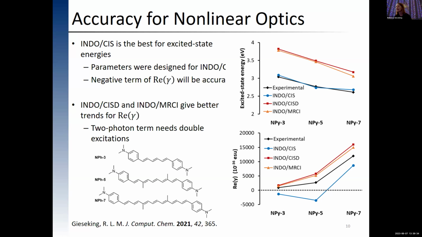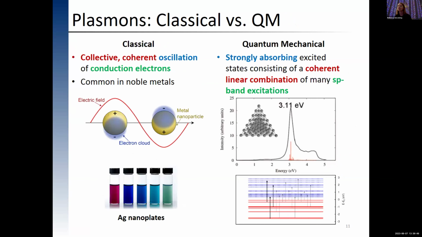If you add in higher order excitations, then you get the correct sign because you have these double excitations that are really essential for these two-photon excited states. So that gives some broad sense of the capability, and I wanted to finish off with a little bit of where my group specifically is using this.